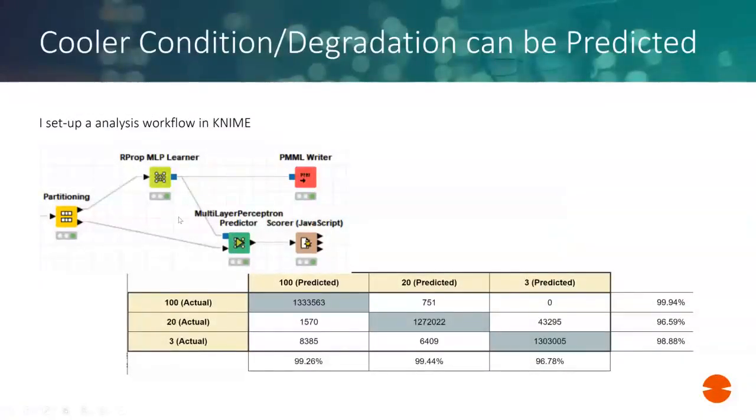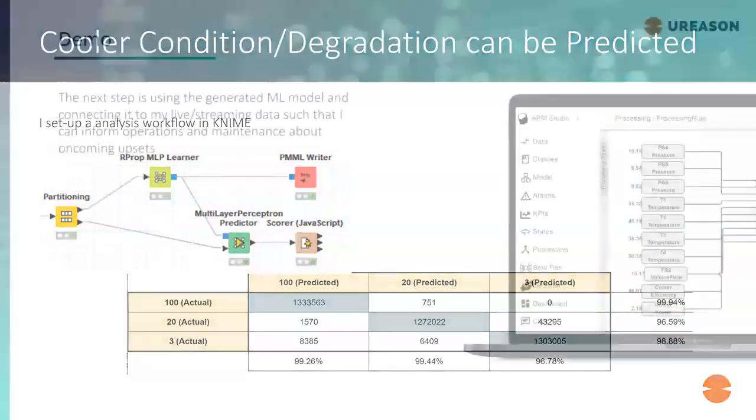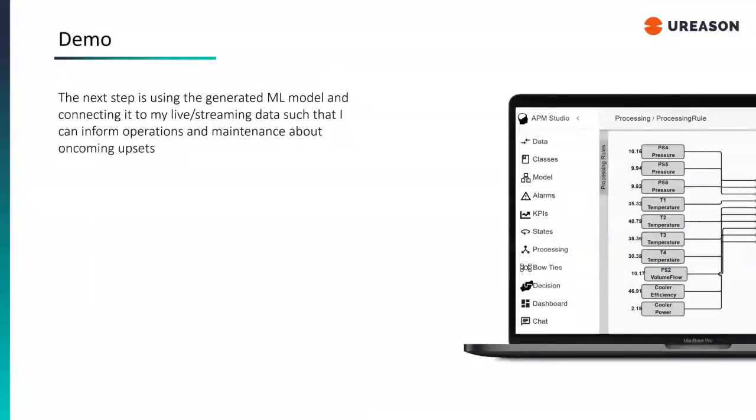This is just a catch-up that you have it in slides as well. I set up an analysis workflow inside KNIME, and in this analysis workflow, apart from the transformation of the data, I also trained and validated a neural network that provides me with a pretty good set of results that are worthwhile deploying inside APM. So the next step actually is, when I have the exported machine learning model, I would like to link it to the streaming data.